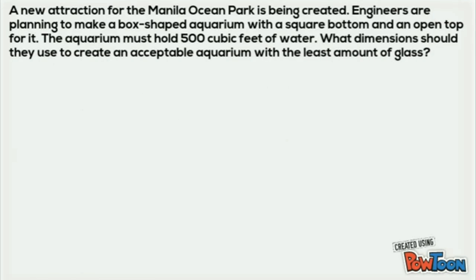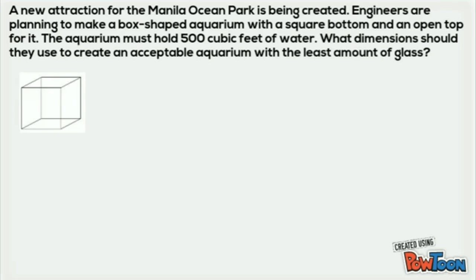A new attraction for the Manila Ocean Park is being created. Engineers are planning to make a box-shaped aquarium with a square bottom and an open top for it. The aquarium must hold 500 cubic feet of water. What dimensions should they use to create an acceptable aquarium with the least amount of glass?